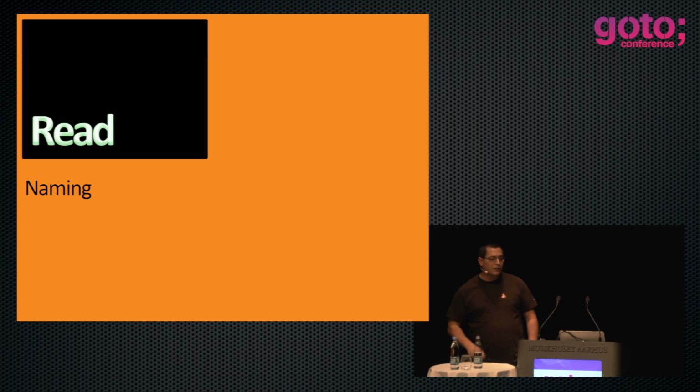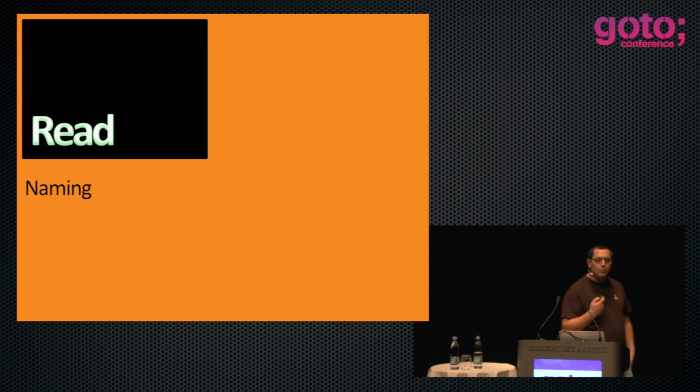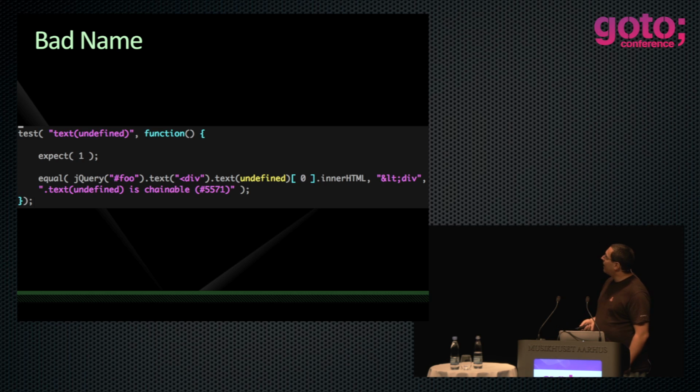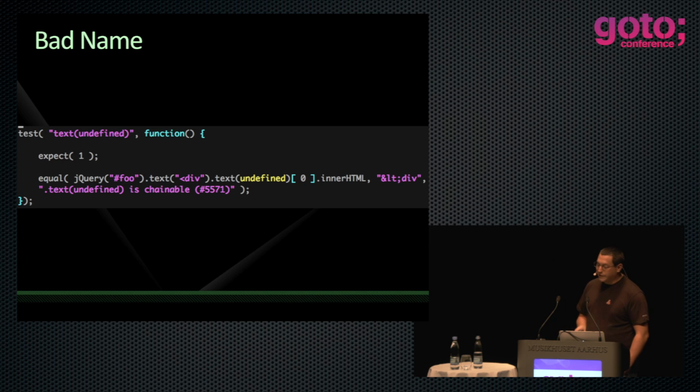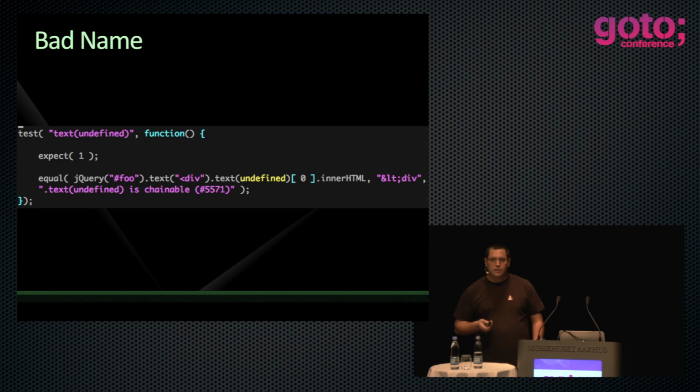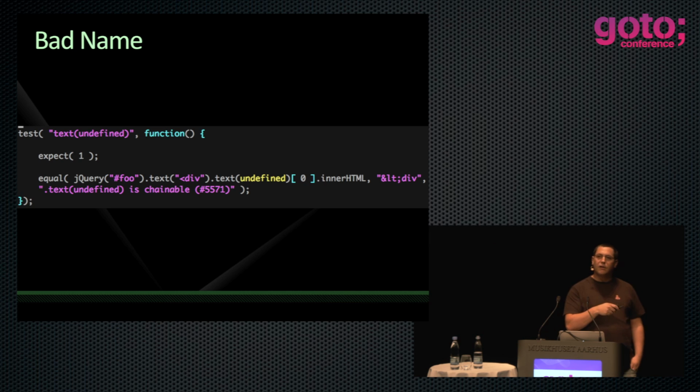What about naming? Well, naming is one of the things that I think people really miss the most. In this case, we have a test for text with an undefined. And then at the end, notice that there is a message. The last parameter of the equal is what to print out if the test fails. And notice the message. Text undefined is chainable. Of course, this is a bug fix. But then my question is, is chainable the bug or is chainable the fix? Which one of them is the important one? Should it be chainable or should it not?